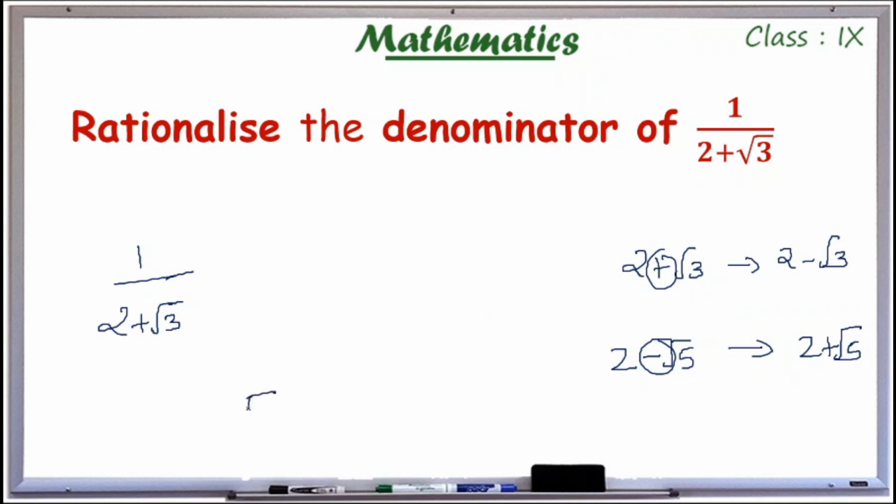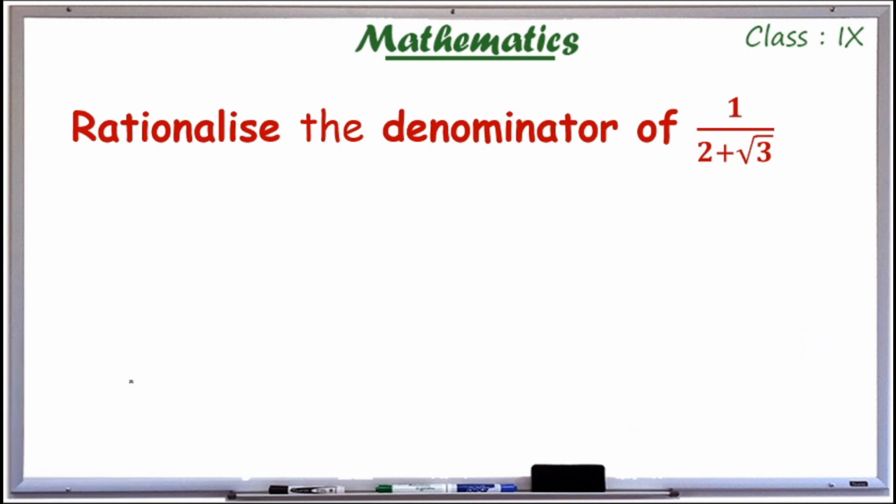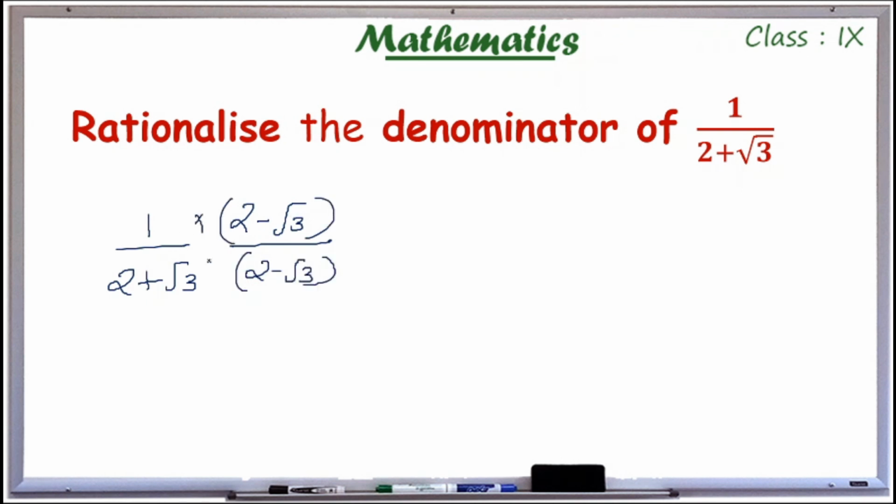The conjugate of 5 plus 2 is 5 minus 2. The conjugate of 3 minus 3 is 3 plus 3. So we have to multiply the conjugate on both numerator and denominator. And the conjugate of 2 plus root 3 is 2 minus root 3. We have to multiply 2 minus root 3 on both the sides, numerator and denominator.